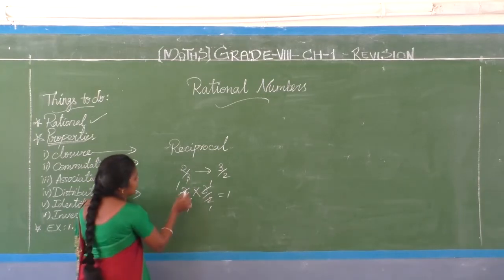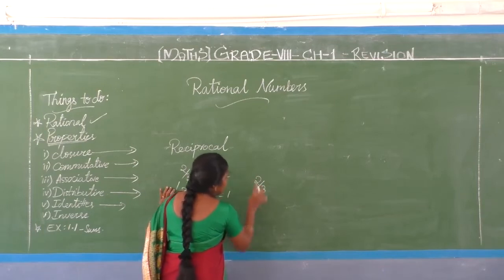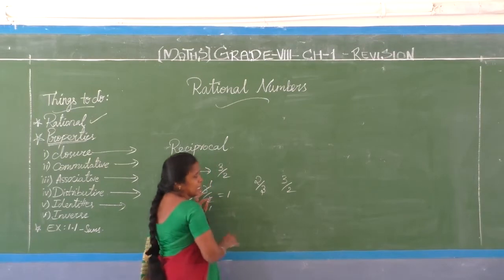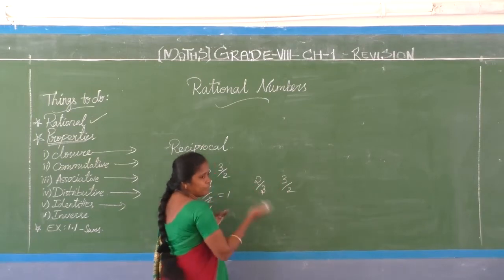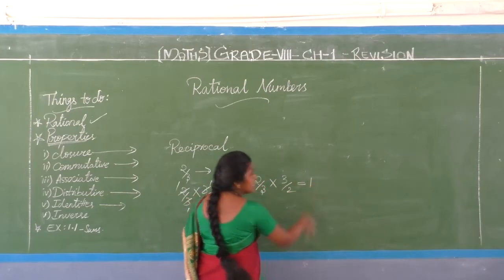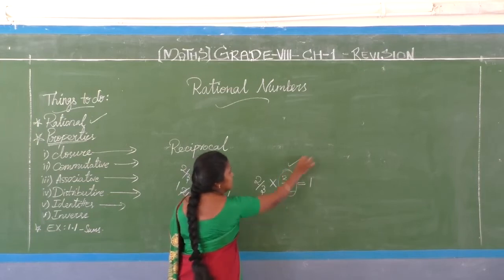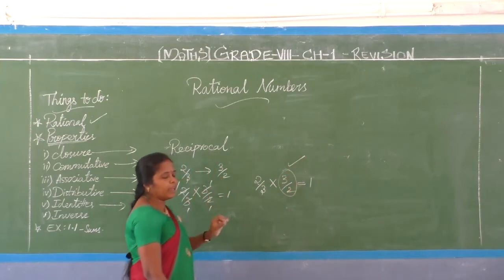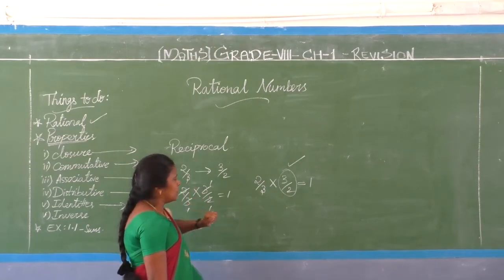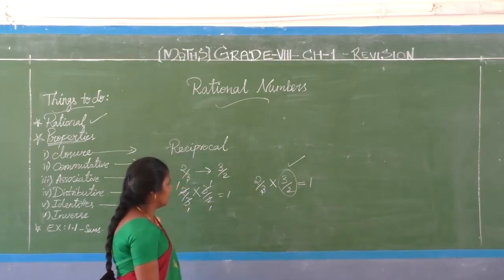For 2 by 3, I have taken the reciprocal as 3 by 2 as an assumption. How do you check whether both are reciprocals of each other? You have to multiply them and must show the answer as 1. If you get answer 1, your assumption is correct. Clear? So for verifying the reciprocal of any number, the product must be 1. So you have to multiply them. Next one.